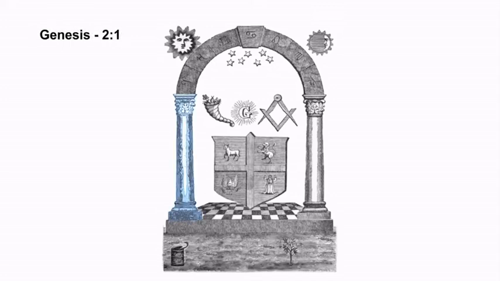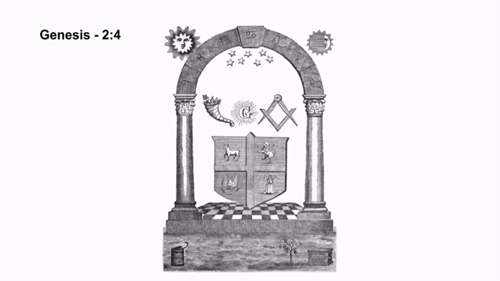Thus the heavens, and the earth, were finished, and all the host of them. And on the seventh day, God ended his work, which he had made. And he rested on the seventh day, from all his work, which he had made. And God blessed the seventh day, and sanctified it, because that in it he had rested from all his work which God created and made.